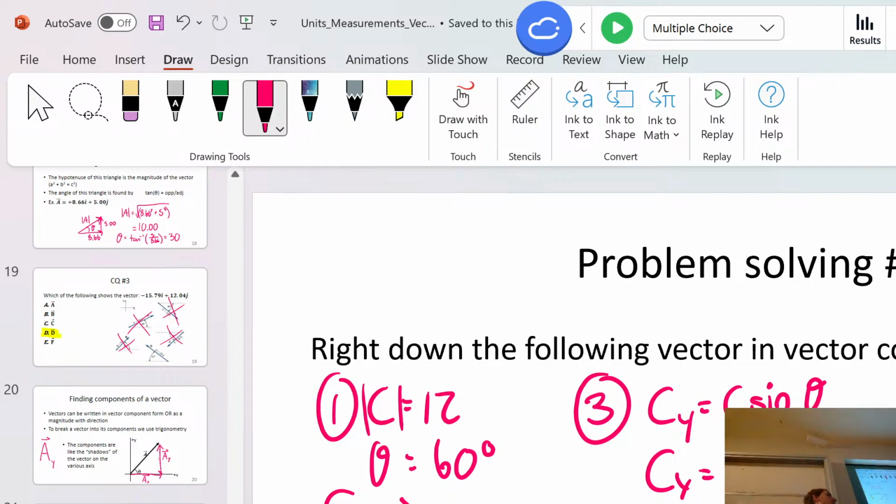Now, here is where our picture becomes very important. If I put the answer as 6 i hat plus 10.39 j hat, it's wrong. I'm going to give you all a few seconds to figure out what's wrong about that answer. You don't need to say it or anything, I just want to give you all some time to think.